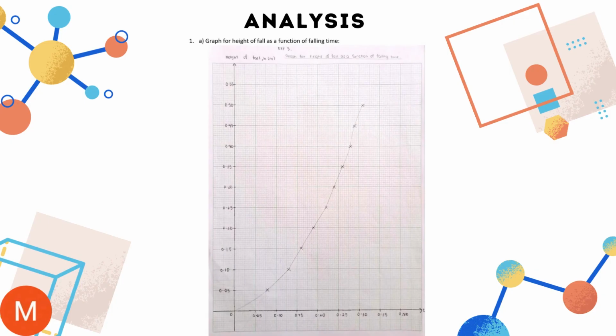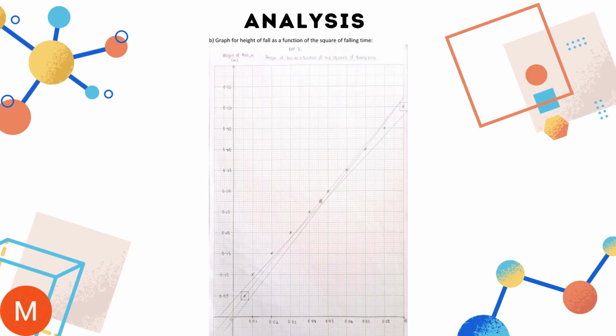The first graph is the graph for height of fall as a function of falling time. The second graph is the graph of height of fall as a function of the square of falling time.